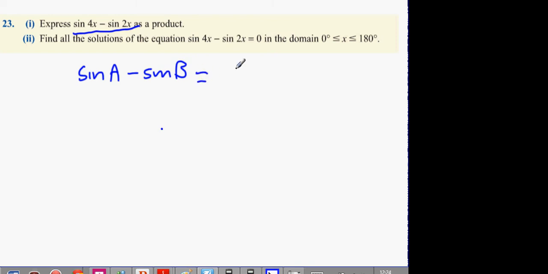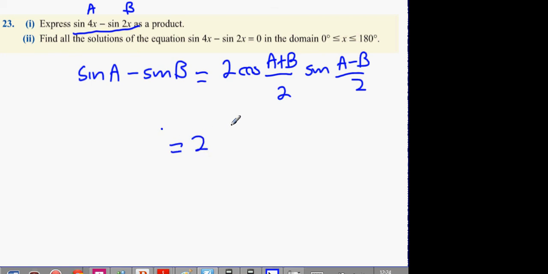And it says that sine A minus sine B is 2 cos of A plus B over 2 times sine of A minus B over 2. So what happens is A is 4x, B is 2x. So what we're going to get is 2 cos, it's going to be 6x over 2, which is 3x, sine x. Now, I still have a problem here. So that's the answer to the first part. It's correct. Now, answering the second part is going to be difficult, because what it says here is sine 4x minus sine 2x equals 0.